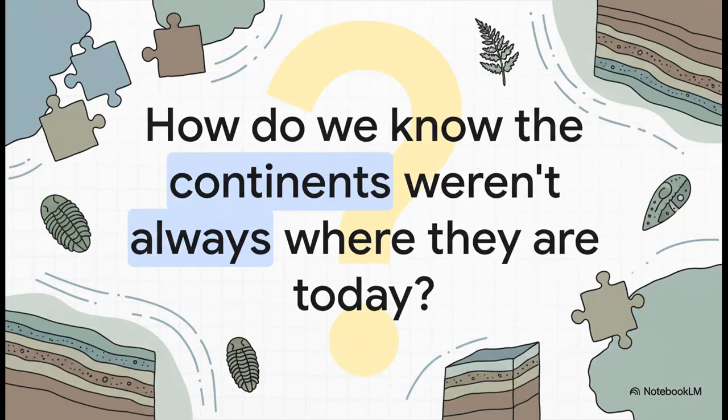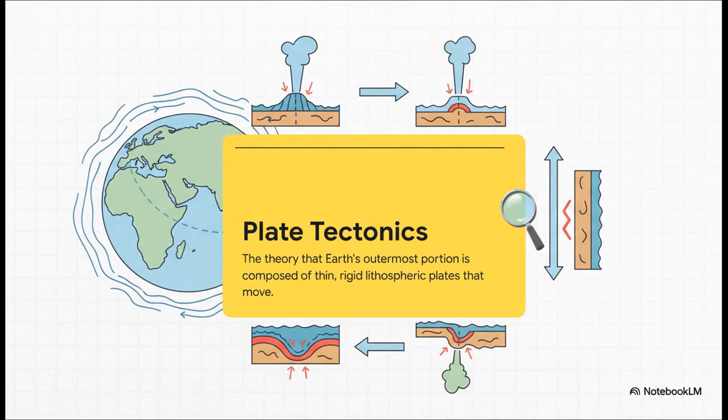So, how do we know the continents weren't always where they are now? This is the question that really kicked off a whole revolution in Earth sciences. I mean, you look at a map, you see how they fit together, you find matching fossils and rocks. It all points to one thing: the continents are on the move. And the answer, of course, is the theory of plate tectonics. It's the bedrock of modern geology.